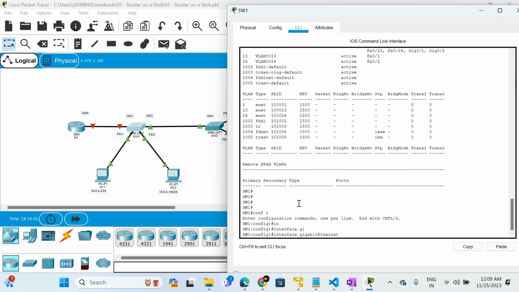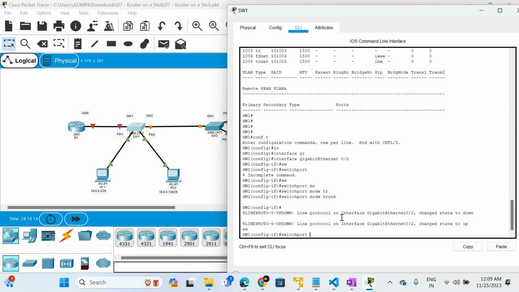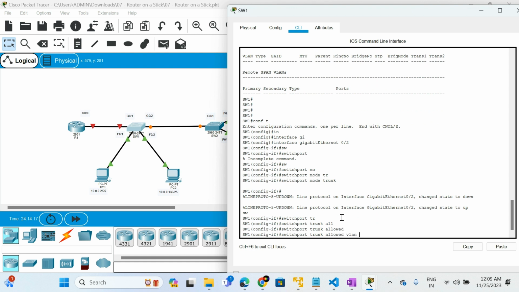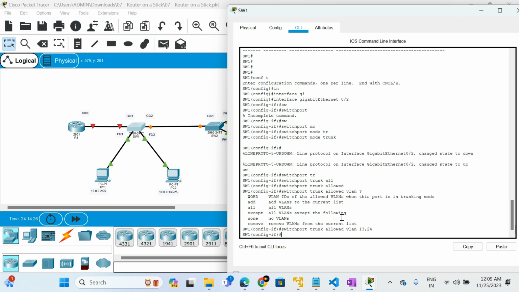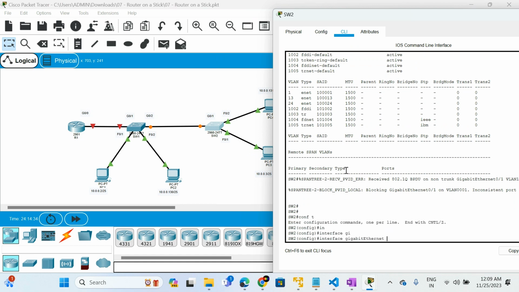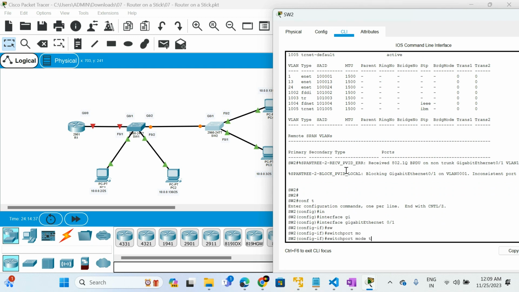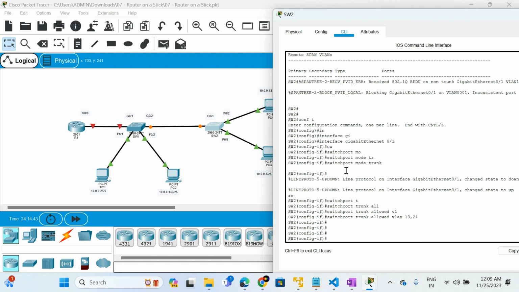Moving here, conf t. I'm going to configure the gig 0/2 link between the switches as a trunk. Switchport mode trunk, switchport trunk allowed VLAN. I'm going to allow two VLANs, VLAN 13 and 24. Similarly here, conf t, interface gig 0/1, switchport mode trunk, switchport trunk allowed VLAN 13,24.